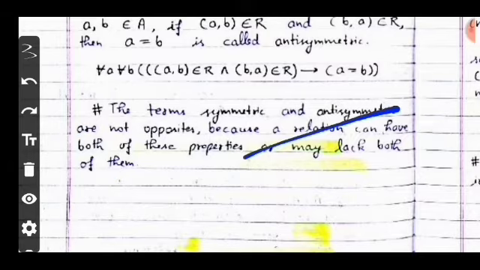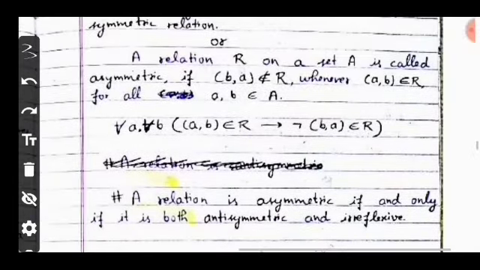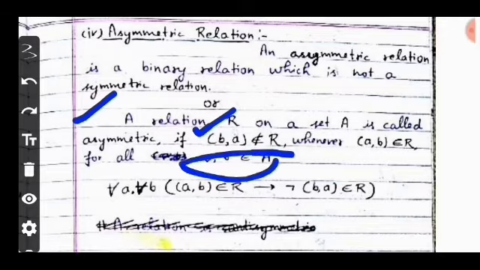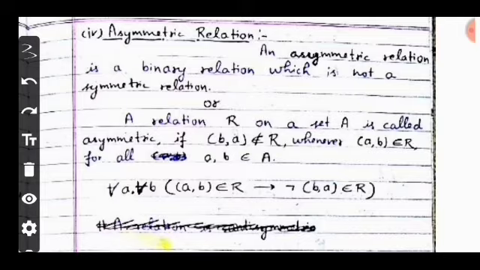Now move on. Next property is asymmetric relation. An asymmetric relation is a binary relation which is not a symmetric relation, or in other words, a relation R on a set A is called asymmetric if (b, a) does not belong to R whenever (a, b) belongs to R, for all a, b belonging to set A. So we precisely say that for all a, for all b, (a, b) belongs to R implies negation of (b, a) belongs to R.